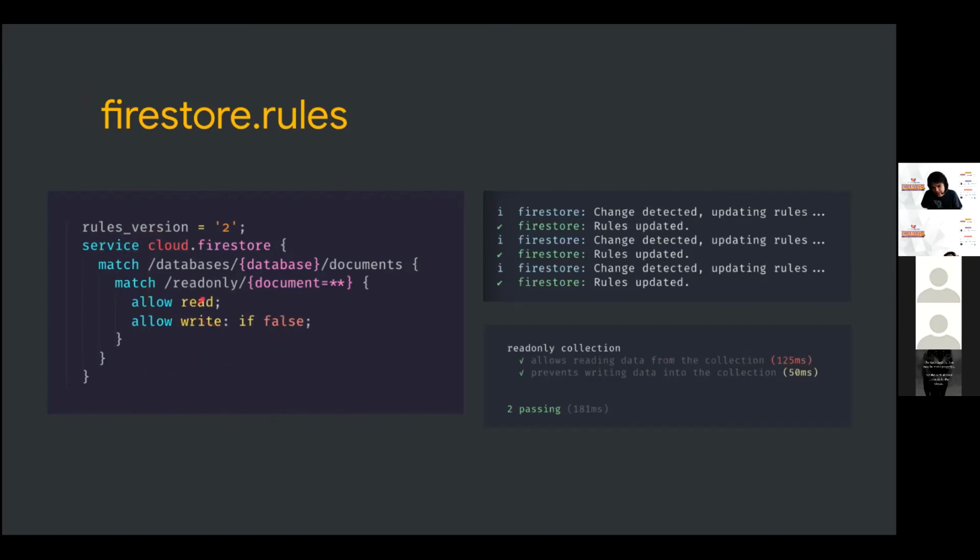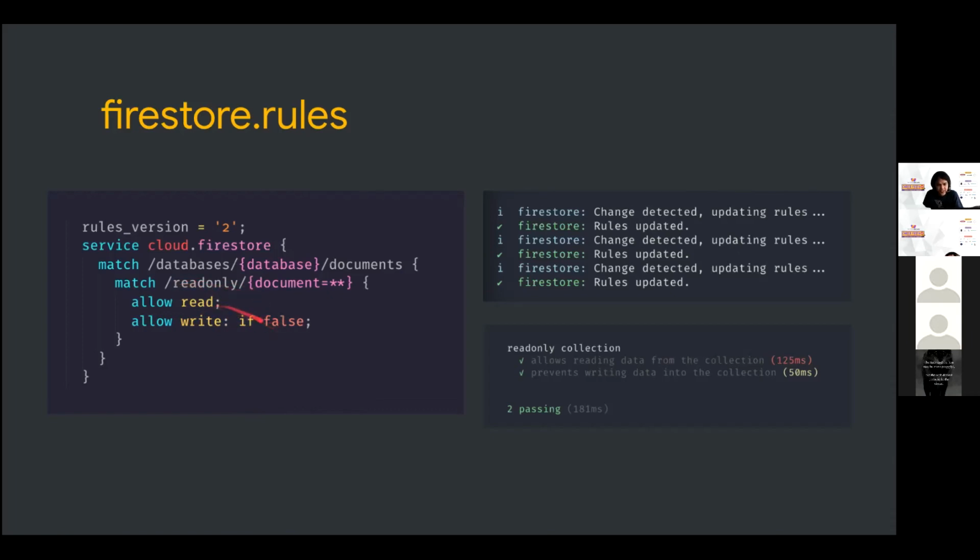The nice thing with this file and the emulators is that every time we edit the firestore.rules file, the emulator will automatically pick up the changes and update the security rules in the Firestore emulator. So it allows us to do quick and fast testing locally. So here let's try to fix our security rules to match the requirements. Allow read, because we allow reading on documents, but then allow write: if false, because we don't want anyone to write documents to this collection.